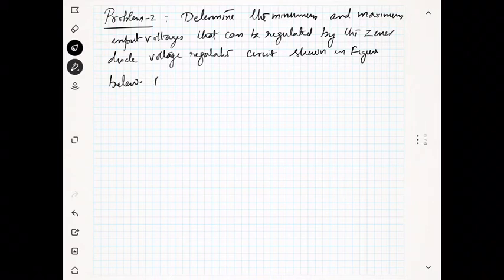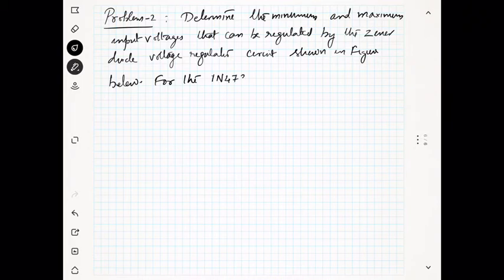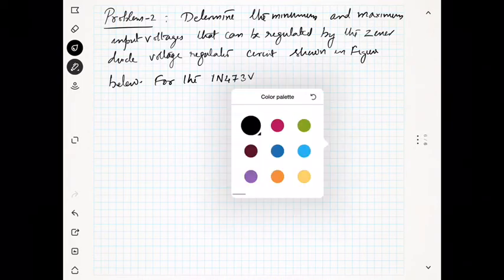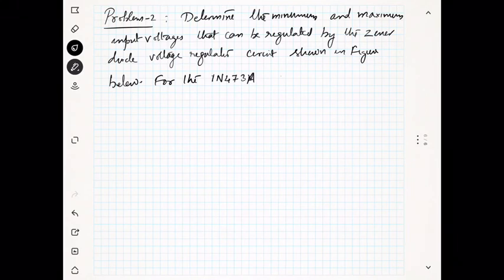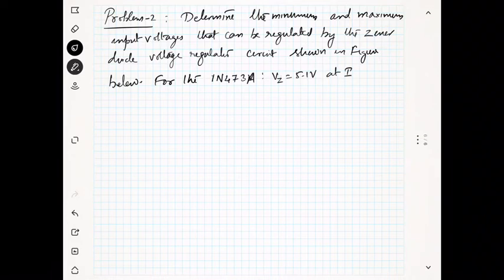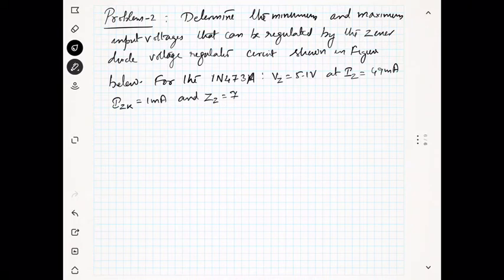You can see that this is the Zener diode they have used in the circuit. For the Zener diode, it is given that Vz is equal to 5.1 volt at Iz equal to 49 milliampere. So Vz is given, Iz is given, and also Izk is given, Izk equal to 1 milliampere. And it is given Zz equal to 7 ohms at Iz.